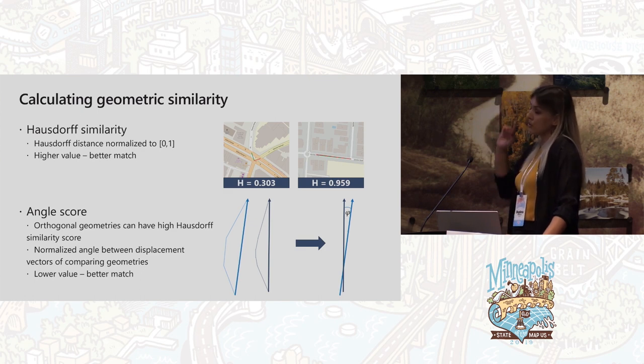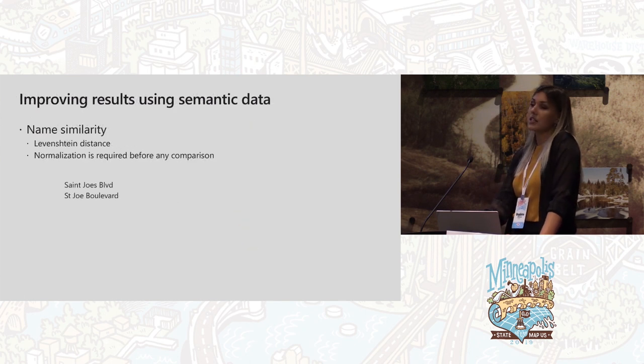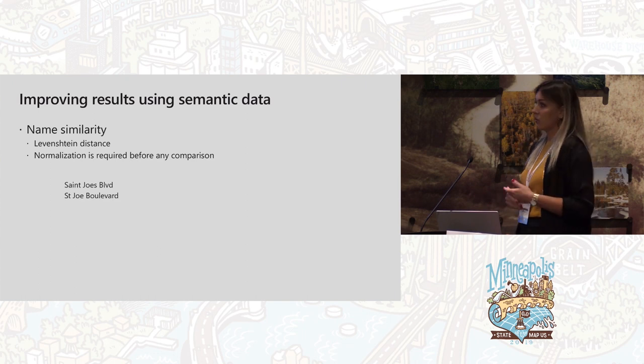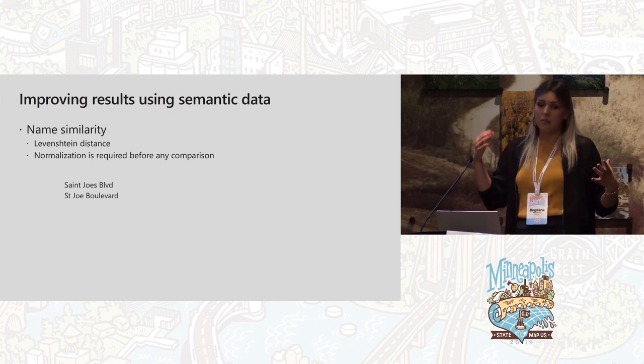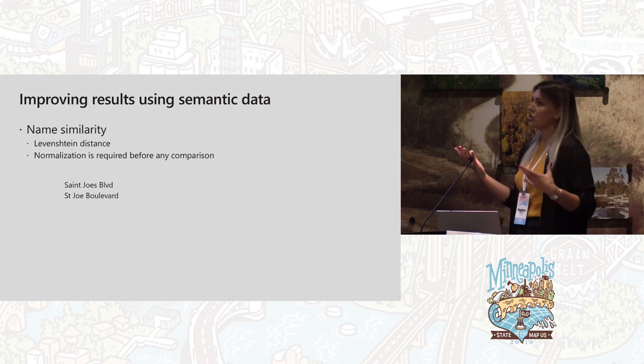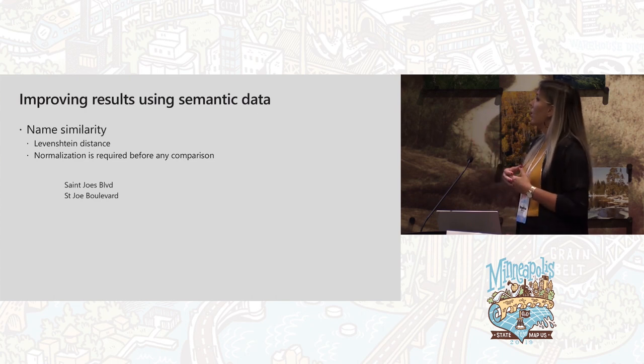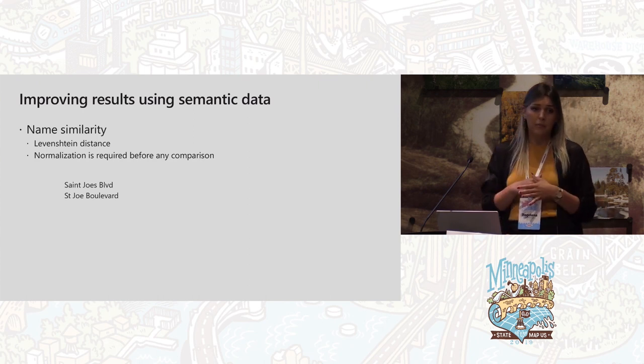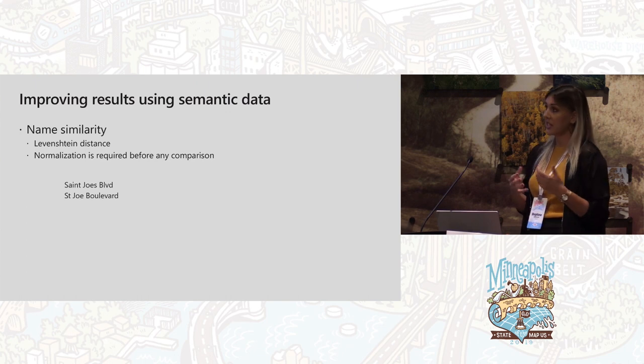So these two metrics we use in combination. And after that, if our data sets have semantic data, we can use it to improve our results. So roads have names, right? But as we know, names can vary in a single data set, and not to mention multiple data sets. So, for example, street can be represented differently as street, or abbreviation ST, or boulevard, or ordinal numbers like first. So here, before we do any kind of comparison, we first do name normalization.